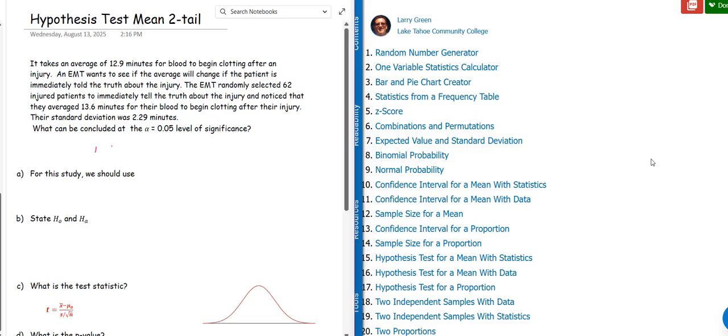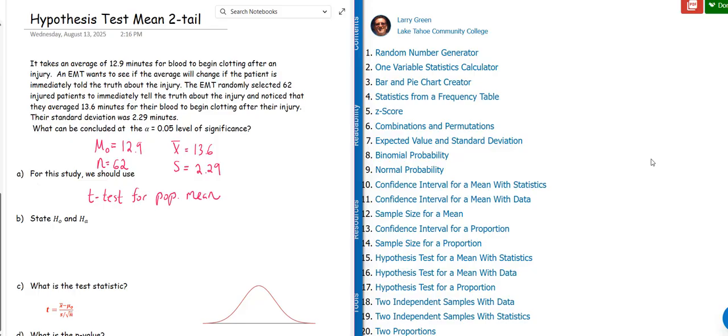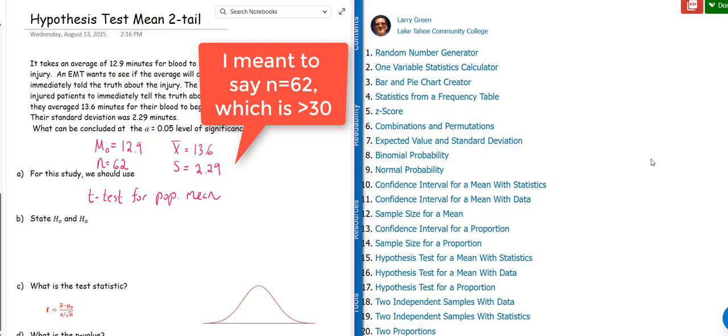The purported average for clotting time is mu naught equal 12.9 minutes. We collect a sample of 62 people, n is 62, and they have an average clotting time of 13.6 minutes with a sample standard deviation, s, of 2.29. Now, we want to test a claim about a mean, so we want to use a t-test for the population mean. We're not told the population standard deviation, but n is greater than 30, so we can use the t-test.